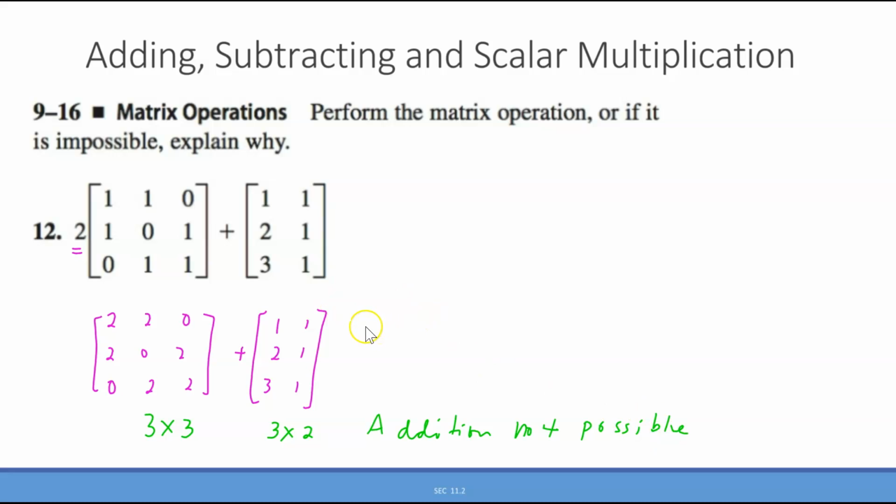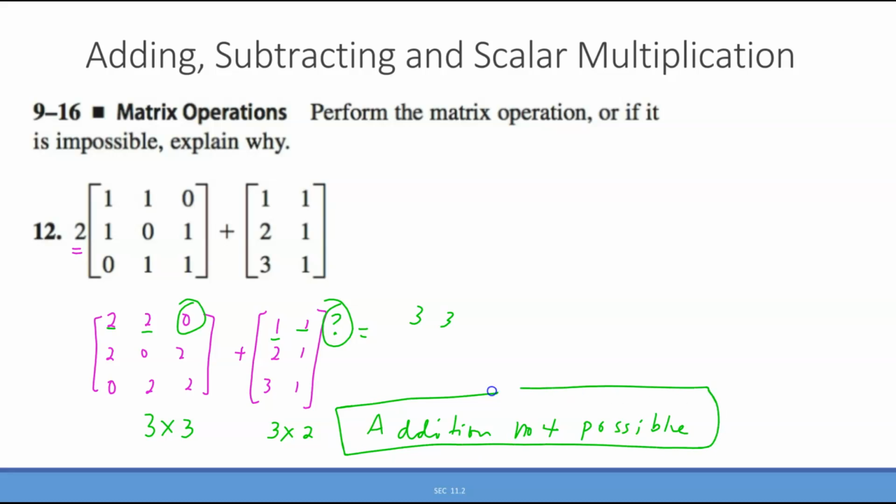What happens if we ignore that and we try to add together? Notice 2 plus 1, we're okay with 3. Remember, to add or subtract, we add or subtract corresponding entries. 2 plus 1 would be 3, and then when we look at 3 plus what? There's no corresponding entry, so there we have addition not possible. In order for it to be possible, these matrices have to have the same dimension.